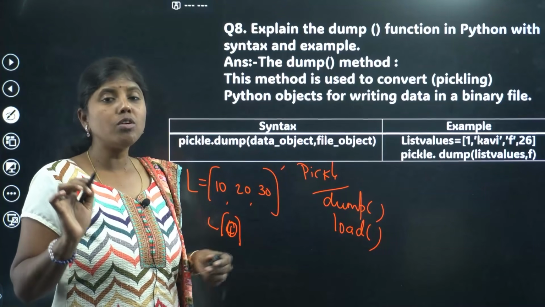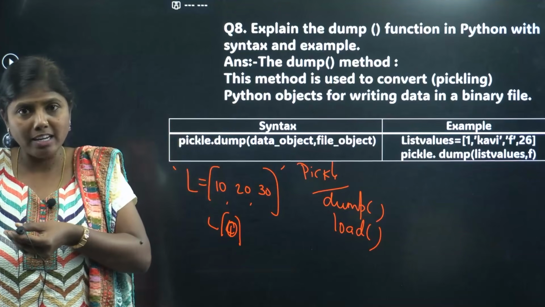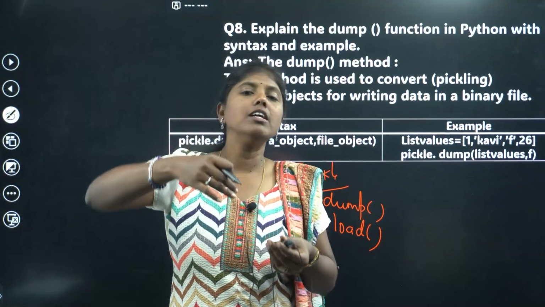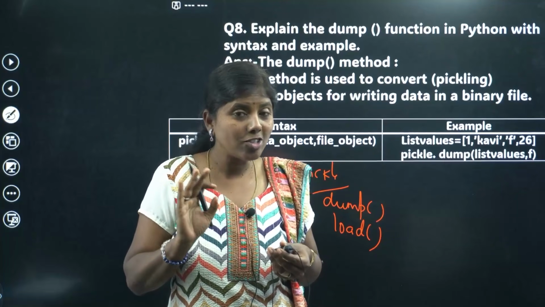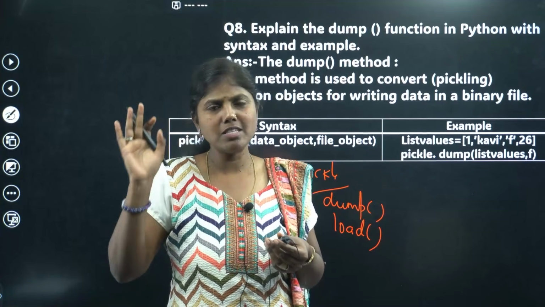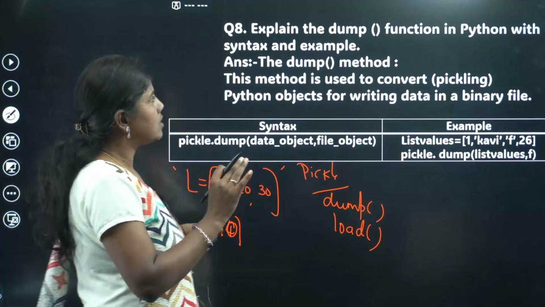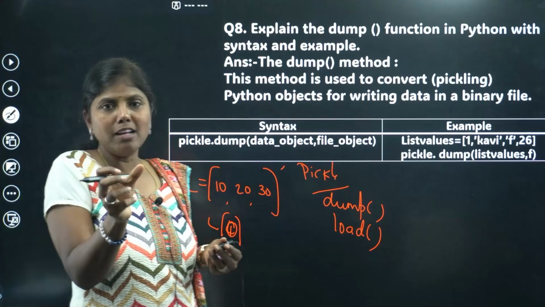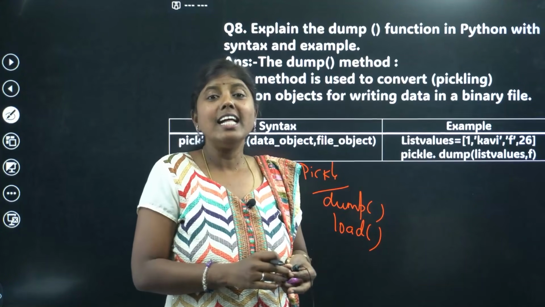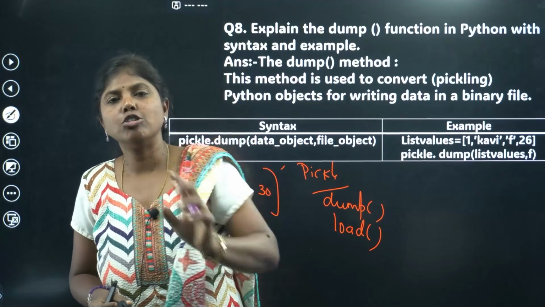So these two are the functions which help us in storing the Python objects to the binary file and also retrieving these objects from the binary file without losing the structure or the hierarchy. Keep this in mind. Clear? Now they're asking the question, what is a dump function? The dump function is basically a Pickle module function that helps us in storing the Python objects to the binary file.